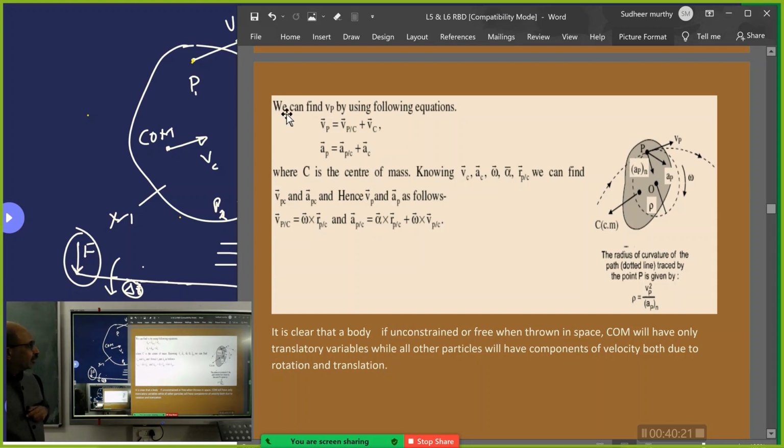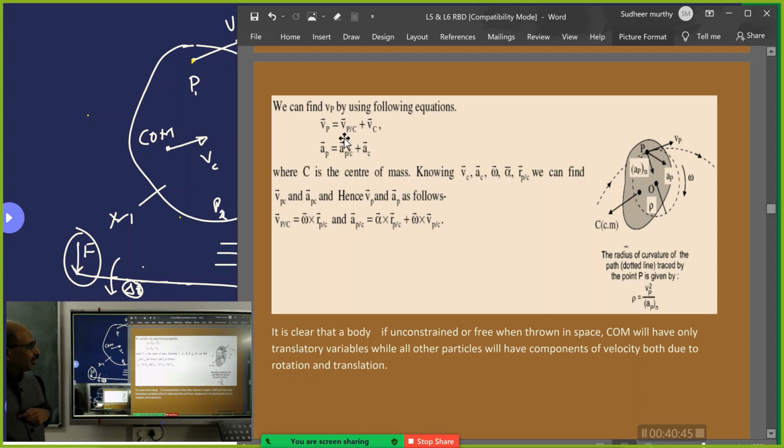We can see here we are using the concepts I taught earlier. We can find Vp by the following relation. What is this here? Now this is a free body. So the velocity of the particle with respect to c plus Vc. Since this is a free body, unconstrained, the center of rotation will be the center of mass.